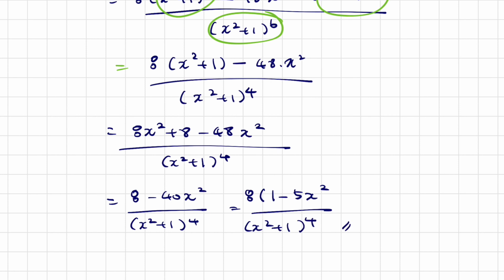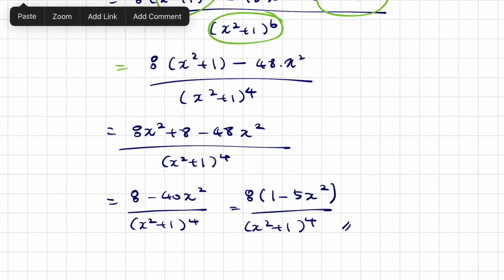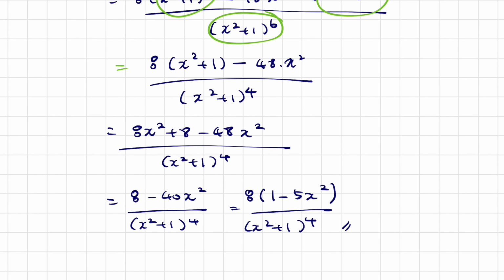So we have shown that the derivative of the function f of x is the same as 8 times (1 minus 5x squared) over (x squared plus 1) to the power of 4. So QED.